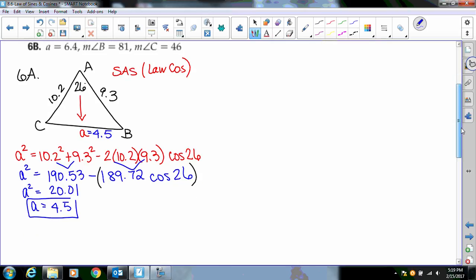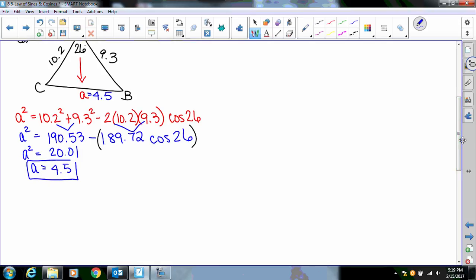Okay, now I want to find an angle measure. So I have all my sides. So if I want to find an angle measure, this time you can do law of cosines or you can do law of sines. So I'm going to actually do law of sines for this one, if we're going to find the measure of angle B. So I would do the sine of B over its opposite side, 10.2, and then the sine of 26 over its opposite side, 4.5.